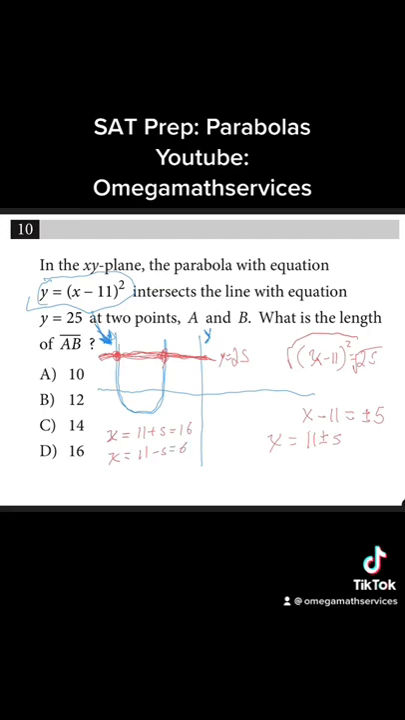Like I said before, we want to know the distance. So in this case, we know that one point is going to represent 6, and the other one is going to represent 16. So one point is going to be 6, the other one 16. Now what we do is we just take the difference. So 16 minus 6.